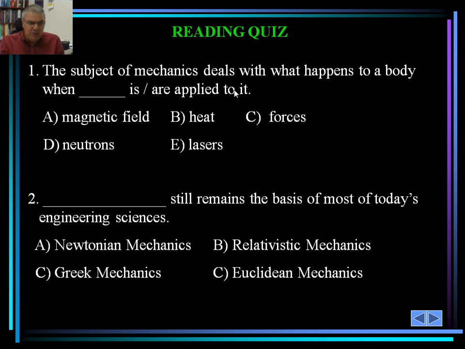Also, if you look at reading quiz number 2, blank still remains the basis of most of today's engineering sciences. As you know, there are different types of mechanics: Newtonian, relativistic, Euclidean, and Greek mechanics. They're all important branches of mechanics. Some are more important than the others, but still Newtonian mechanics, based on Newton's laws, still remains the basis of most of today's engineering science. So it's very important to keep that in mind.